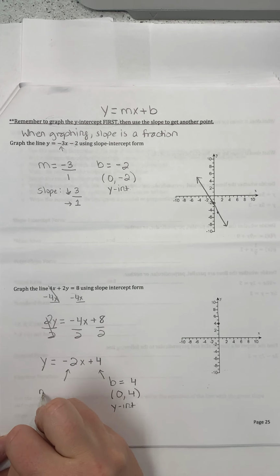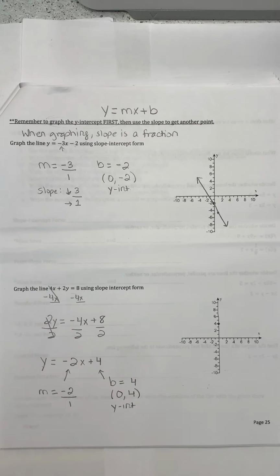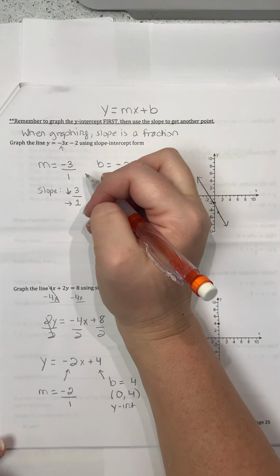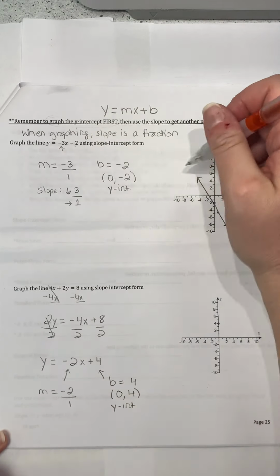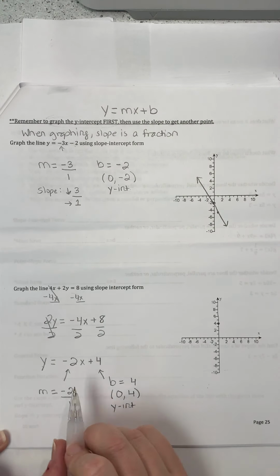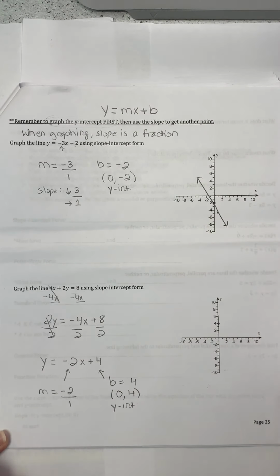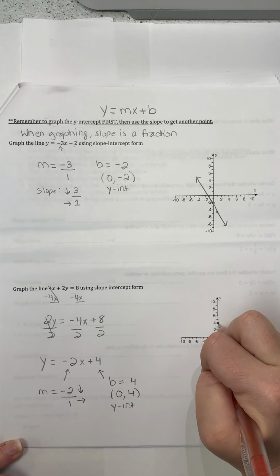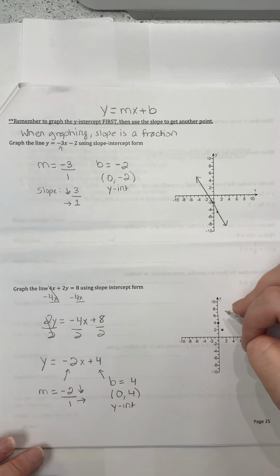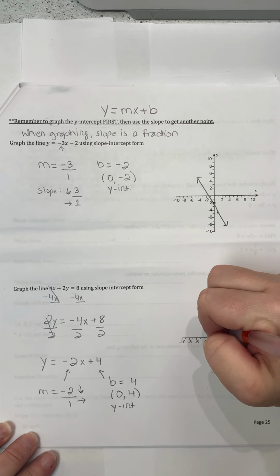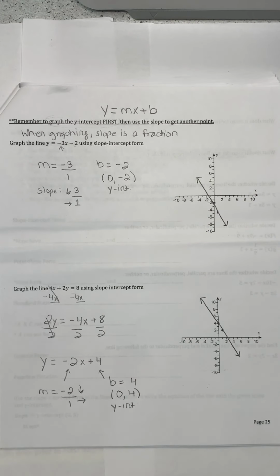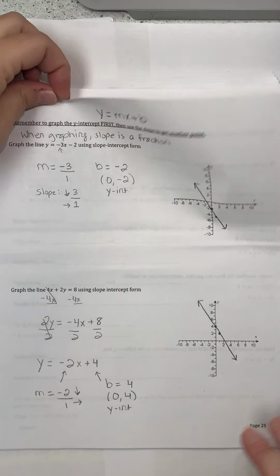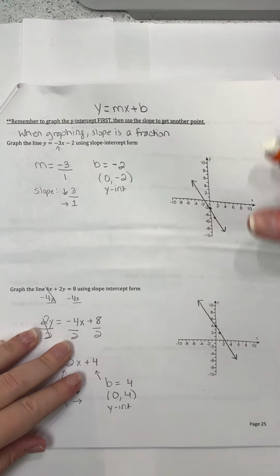Here's my slope. My slope is -2, but when I'm graphing, I need a fraction. Now, up here, I noticed that my slope was negative, and that made sense because my line is going down. Here, my slope's also negative. I should see my line going down. So this means I'm going to go down 2 and right 1. And there is my slope. So remember to graph your y-intercept first, then move on to your slope.